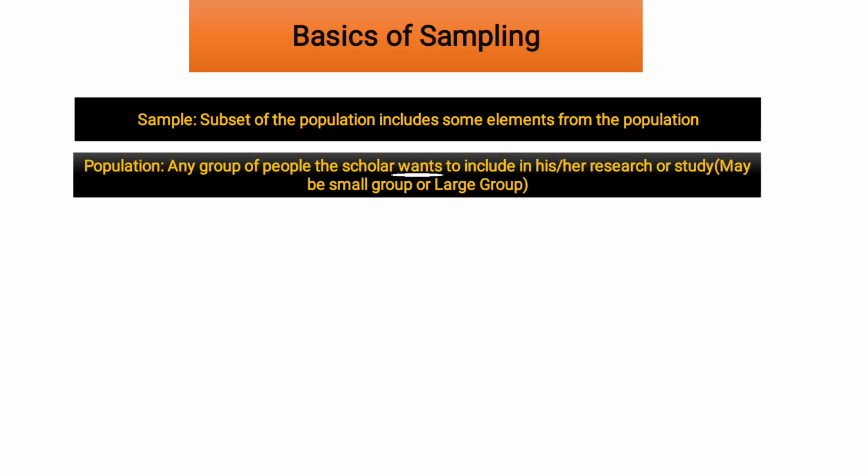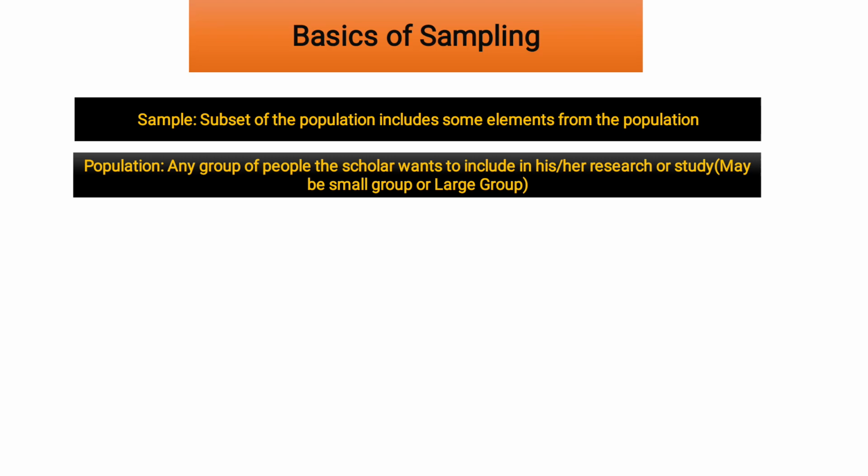From here we can say that a sample is a subset of the population, and includes some elements from the population. So there are two terms we need to understand. The first one is population, then the second one is the elements. So it is clear that a sample is the subset of the population, including some elements from the population, right? So the next one is the population.